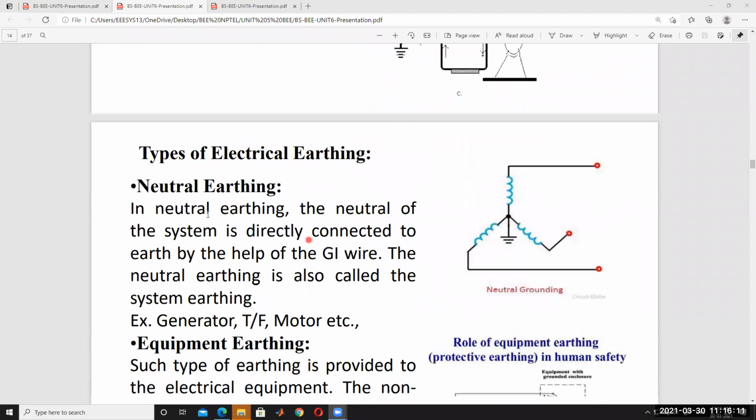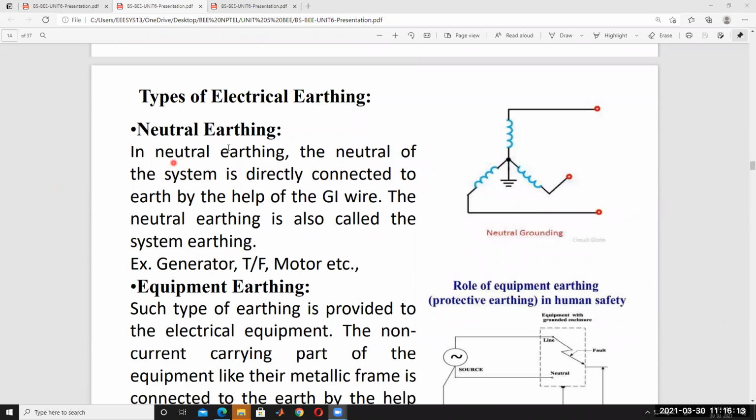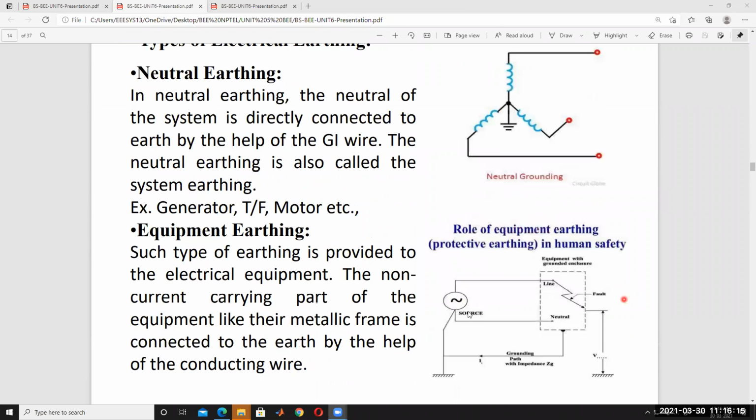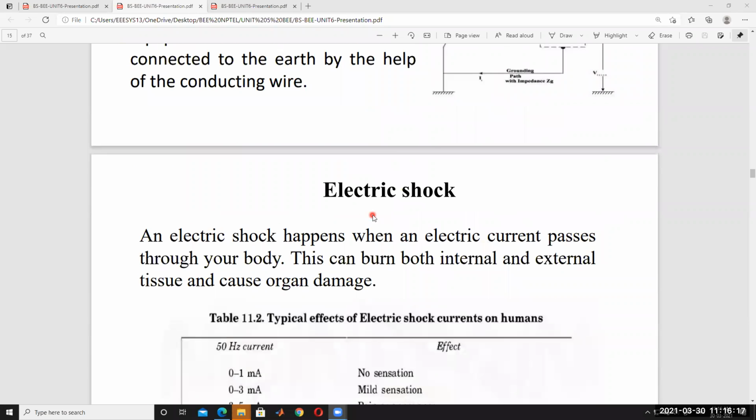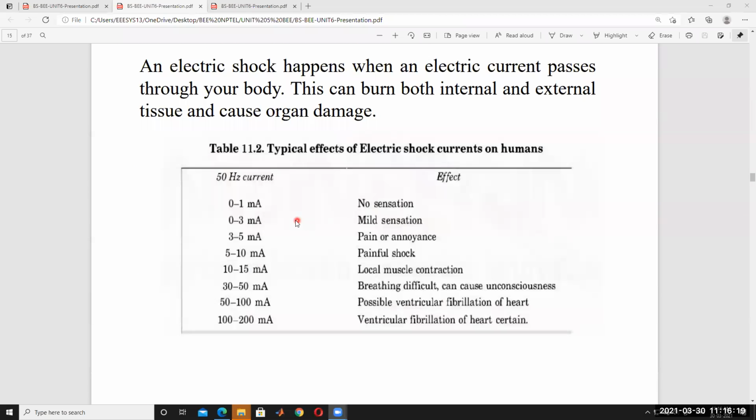Types of electrical earthing: there are different types, namely neutral earthing and equipment earthing. Next, the electric shock: the typical effects of electric shock current on the human body. For 0 to 1 milliamps at 50 Hz, there is no sensation on the human body. It is not dangerous to the human body at 1 milliamp current for 50 Hz AC.